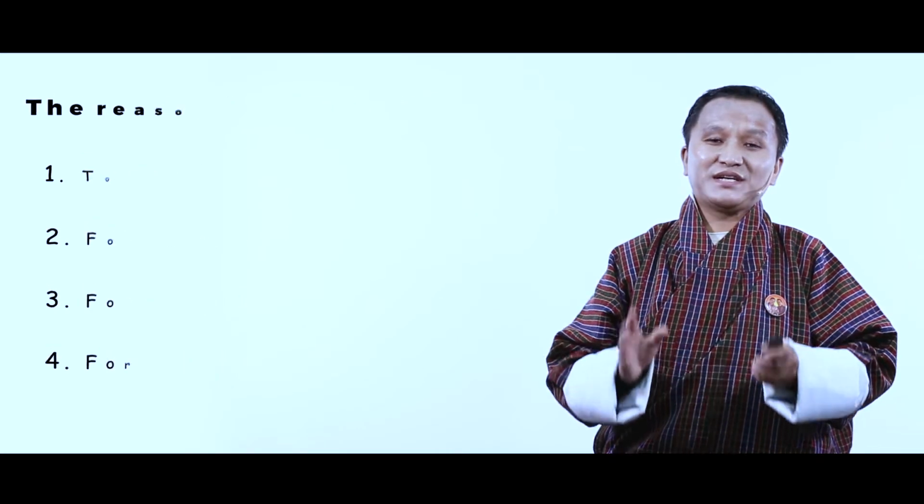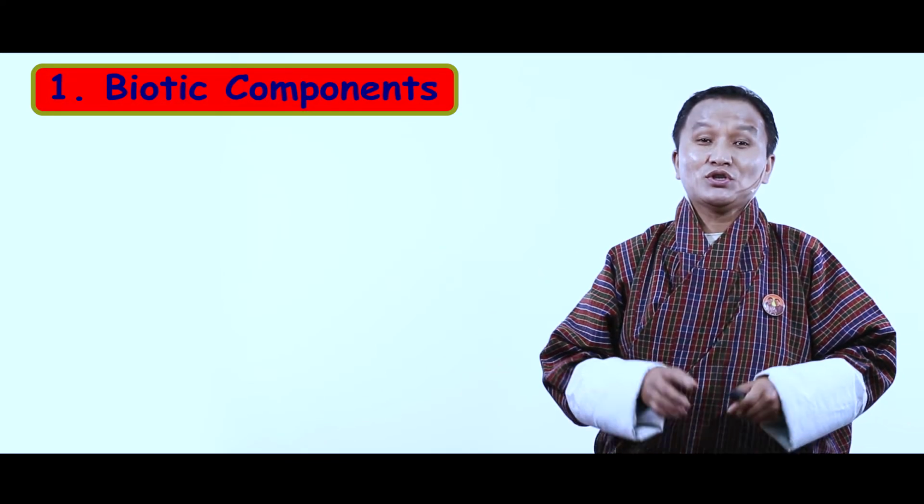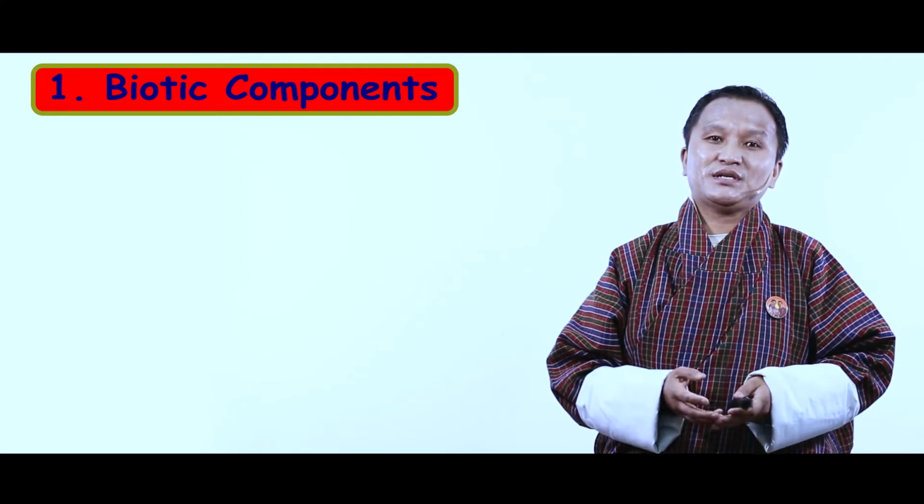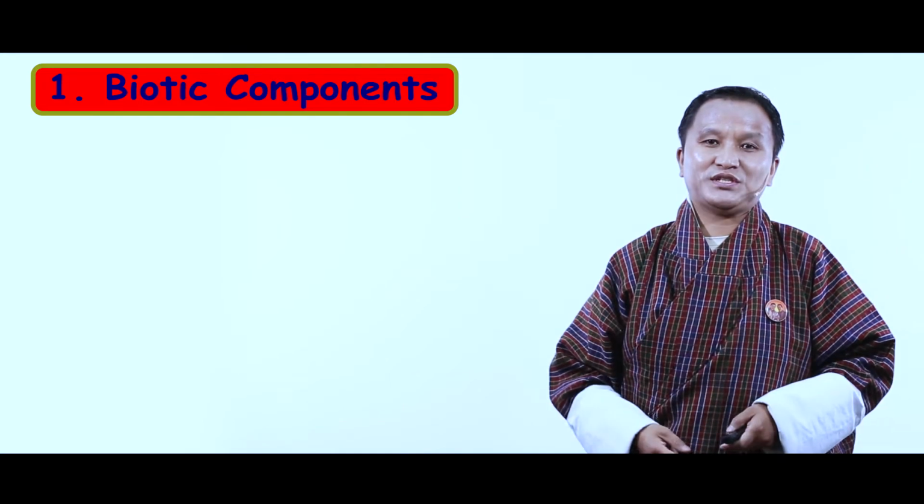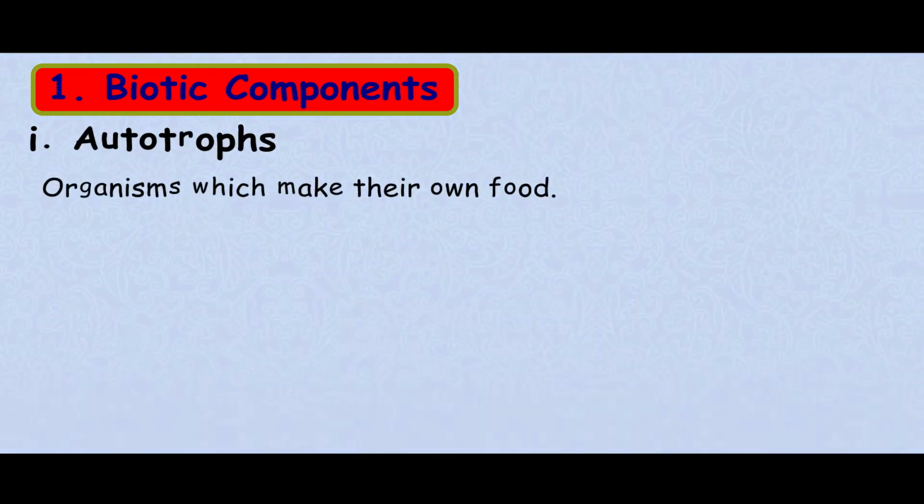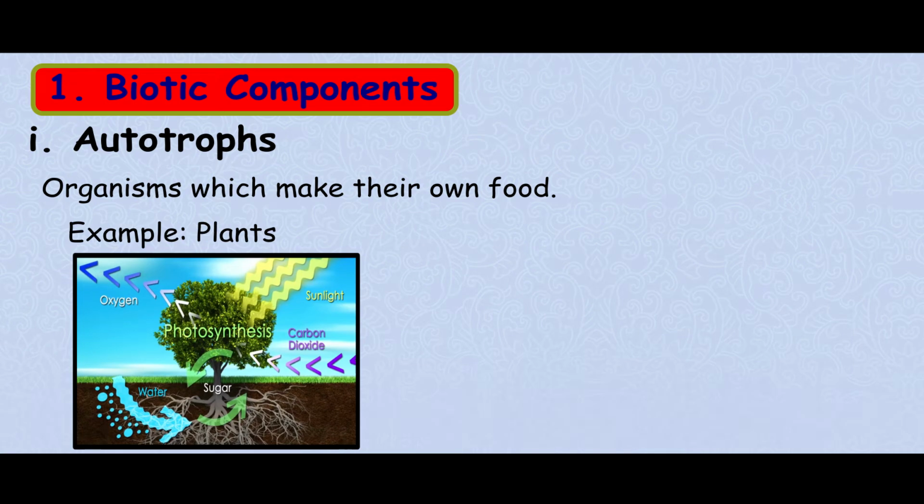In order to better understand what each component does and what are the details of each component, let us look at the different components that are found in each component. So the first, as we have discussed already, is the biotic components. The biotic component comprises three broad categories of organisms. Those organisms which can prepare their own food, we call autotrophs. The examples of autotrophs are the plants.